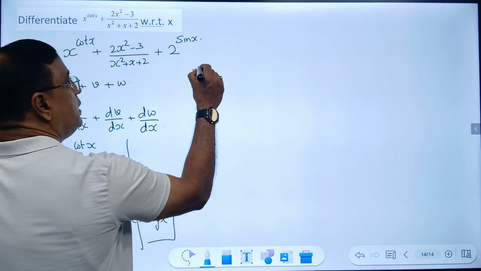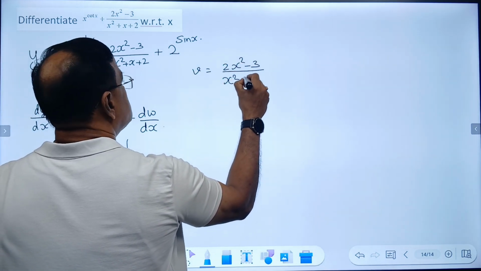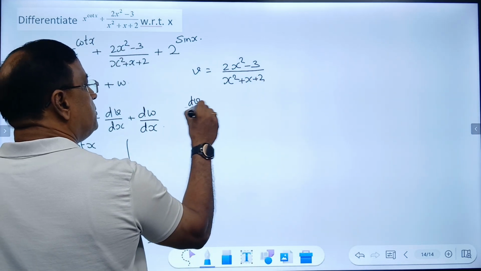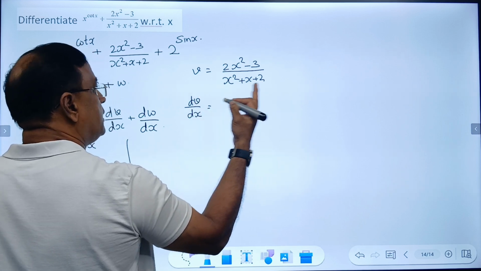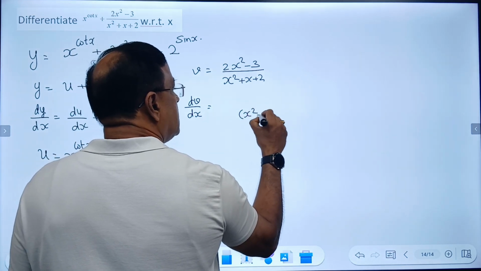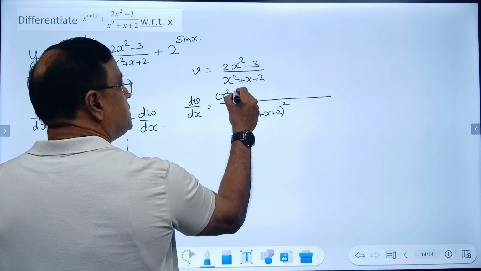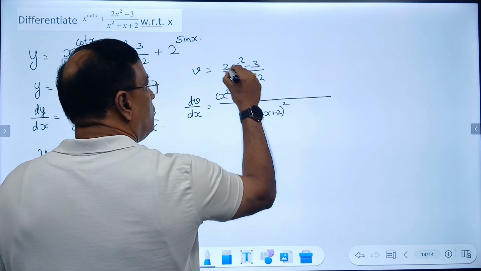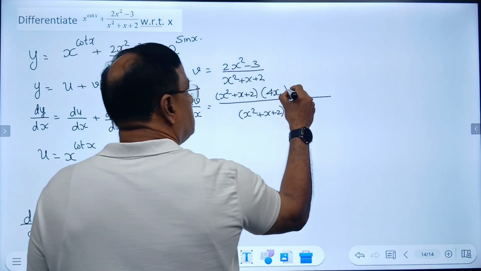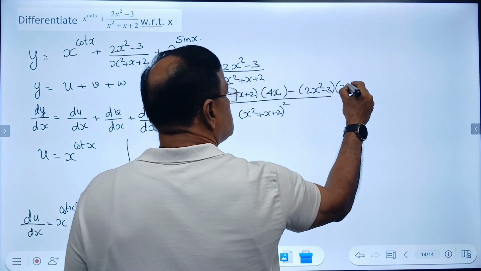Now what do I do with v? V is 2x square minus 3 divided by x square plus x plus 2. Here you don't have to take log, just do quotient rule. So dv by dx will be, that is what I'm trying to make you understand, that it was not necessary that you have to take log for everything. This is x square plus x plus 2 the whole square. So how do I use quotient rule? X square plus x plus 2 denominator into, what is differentiation of numerator? This is 4x minus 3 is 0 minus 2x square minus 3 into, differentiate this, this is 2x plus 1.